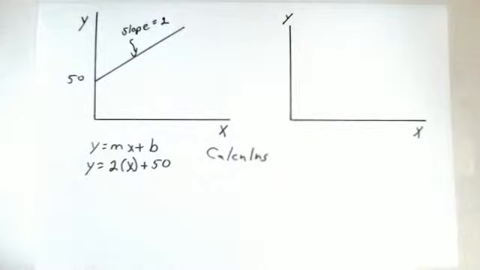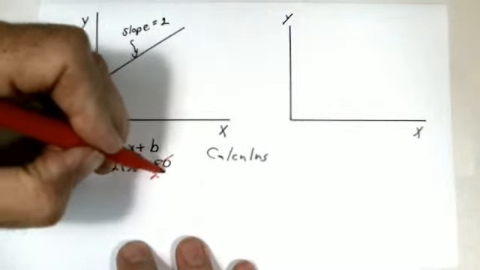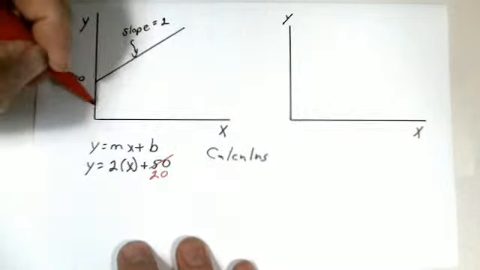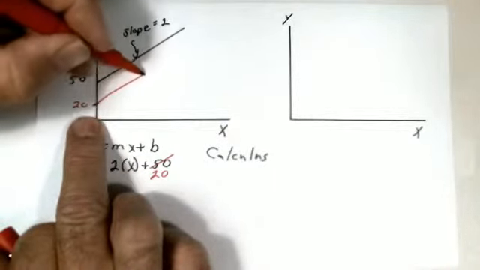And then if they ask you later, well, what would it look like if it was y is equal to 2x plus 20? Then it would have exactly the same slope, but it would hit down here at 20, and it would look like that.